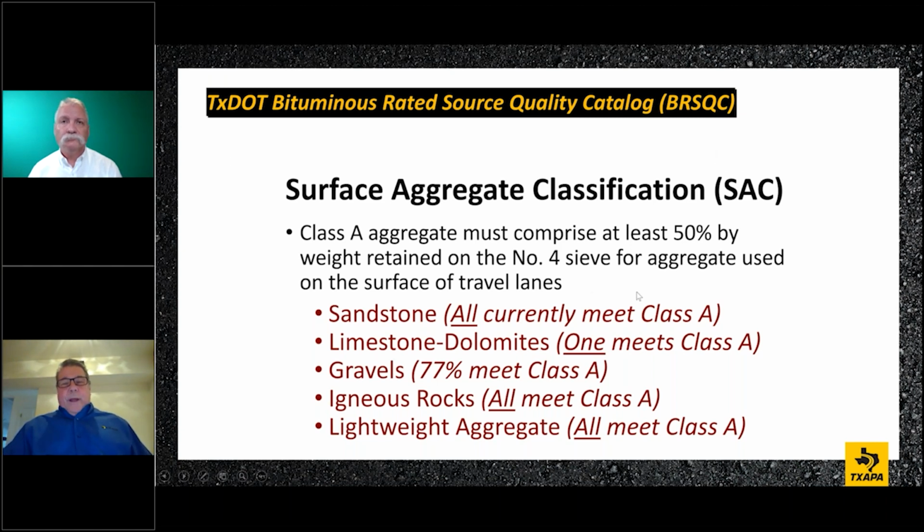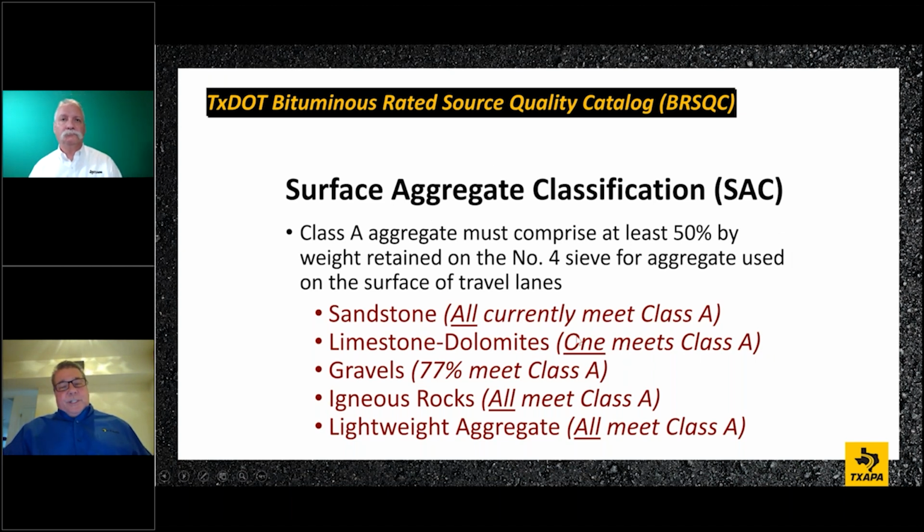If you go around the state, what we found out is that all sandstones will meet that Class A rock. In other words, they're going to work well in all your surface mixes. That's your SAC A. It's got high skid values, very durable. And of course, it's a sandstone. Of your limestones and dolomites, only one meets the Class A. So all your limestones are SAC B or Class B rock. And again, it's not saying that it's bad. It's just giving it a classification that TxDOT has come up with.